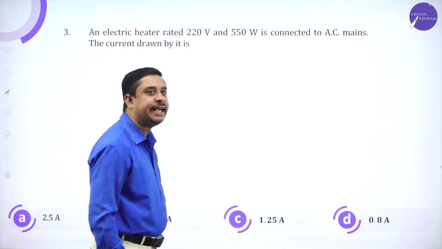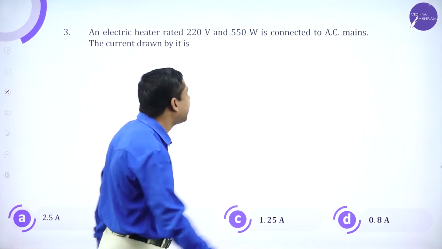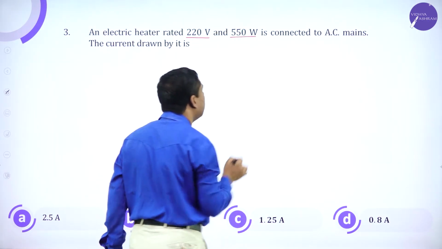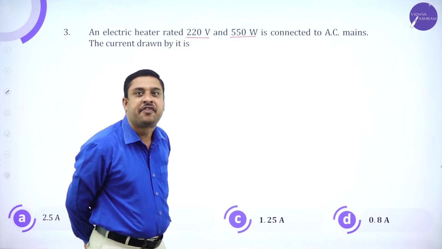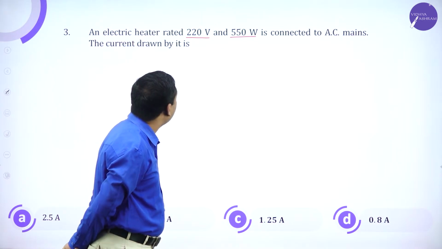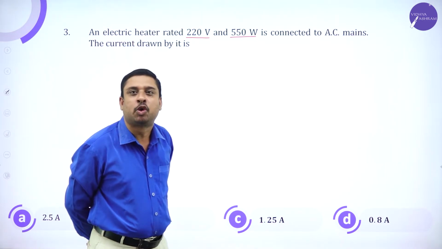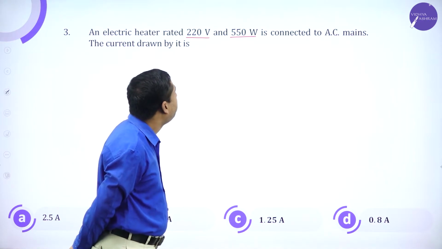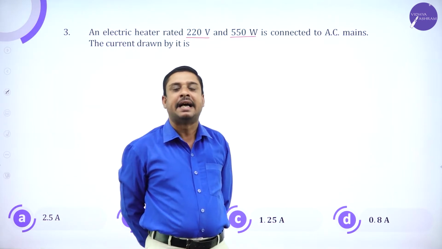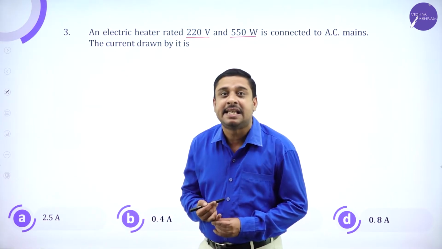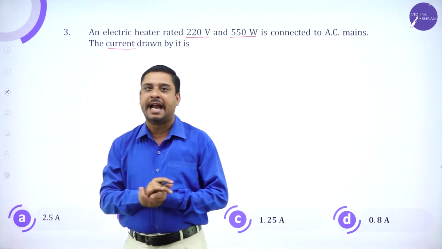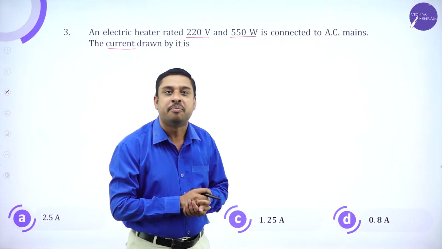An electric heater rated 220 volts and 550 watts. Potential or voltage is 220 volt. Power is 550 watts. Is connected to an AC circuit. I have to calculate the current drawn by it.